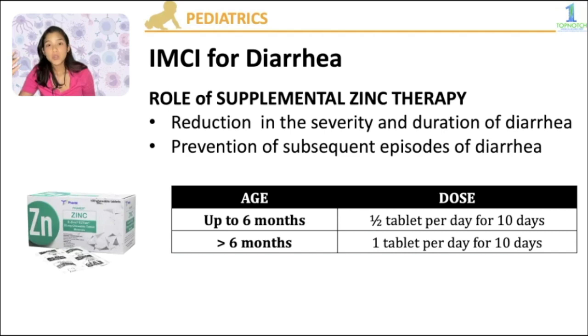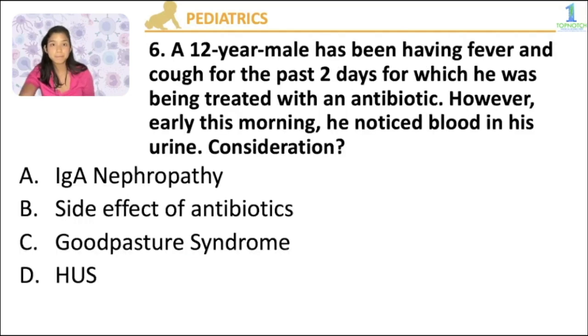So what is the dosing of supplemental zinc therapy according to our IMCI guidelines? So up to 6 months, we should give half a tablet every day for 10 days. If it's over 6 months, we give 1 tablet per day for 10 days. And again, this is to reduce the severity and duration as well as prevent subsequent episodes of diarrhea.